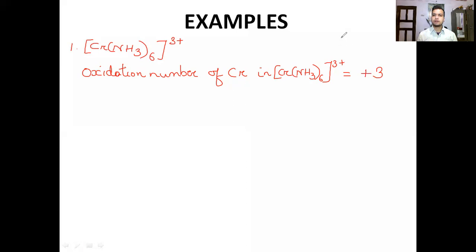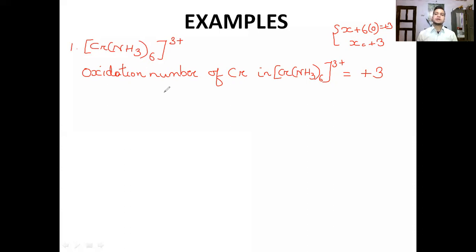Okay. If you are not able to understand this, let me just do it in this rough work: Cr is X, which we don't know. NH3 is a neutral molecule. There are 6 of it. So X + 6 into 0, the charge is 0, will be equal to +3. Okay. So X will be equal to +3. So that is how we get it.